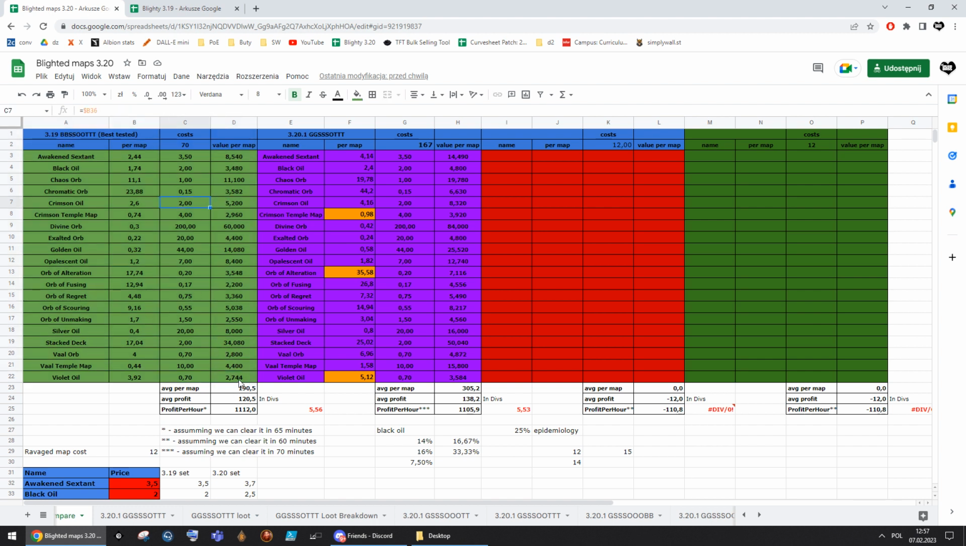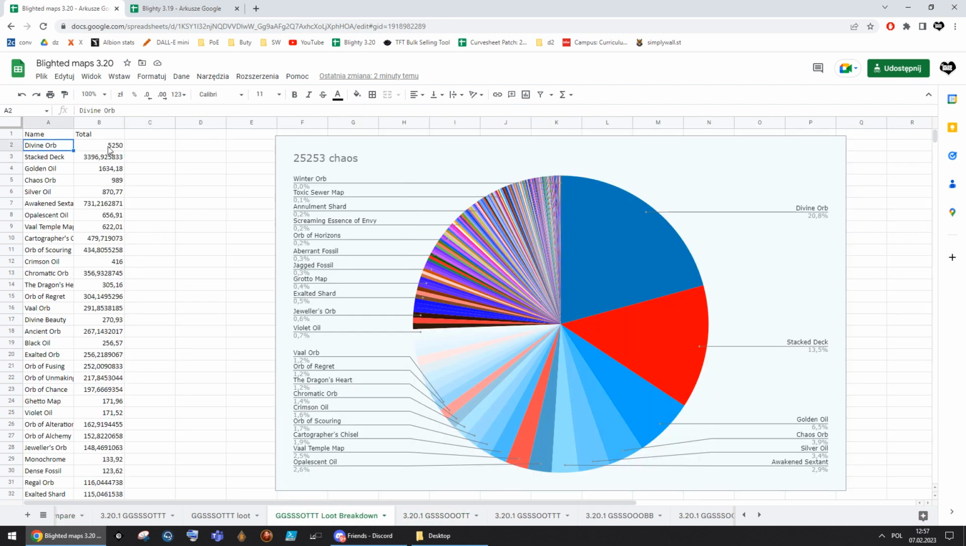So my goal will be running this strategy a little bit more extensively, seeing if we can still make it in 65 minutes per 10 maps, because if not, it's complete garbage. But if we can, maybe the speed here is the main driver behind profit, because we still drop the sextants, right? We will still drop some golden oils, divine orbs, those are very valuable. We'll still drop stacked decks, right? And I think when we go to the loot breakdown, this is exactly the order, right? So divine orbs are our main profit here, stacked decks, then golden oil, then chaos orb, silver oil, awakened sextants, and opal oil.